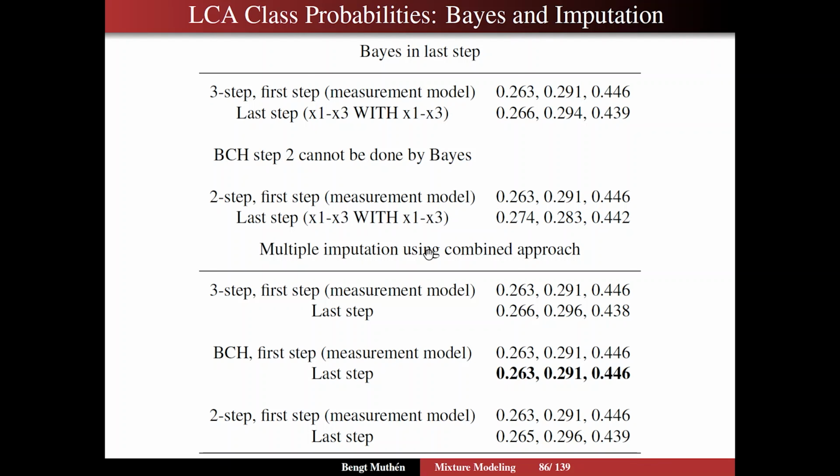Turning then to the multiple imputation using the combined approach. You have three-step here, same degree of discrepancy, not a lot, but a bit. And BCH, however, manages to nail it right on target here. So it does very well in this multiple imputation combined approach. Two-step, a little bit different once again. So that's the latent class probabilities, how they compare from the first to the last step.